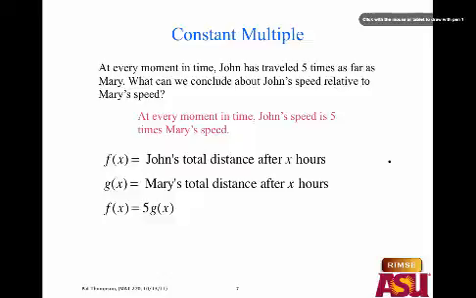So how could we write that mathematically? How could we write that mathematically with what we're doing? Where is Keen? Miller? So now, how would you write, using the notation we have, that John's speed is 5 times Mary's speed?